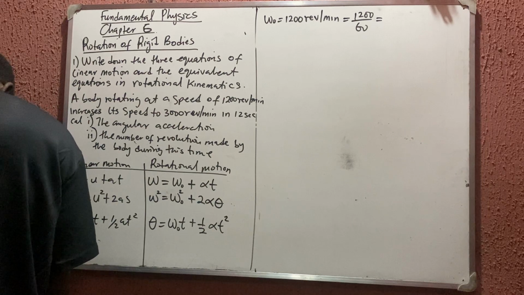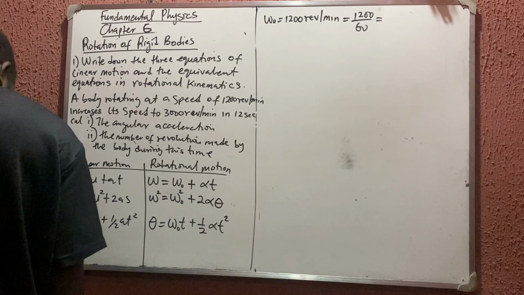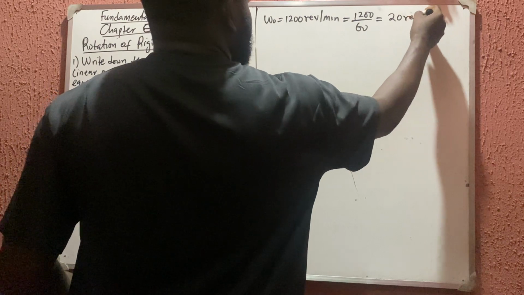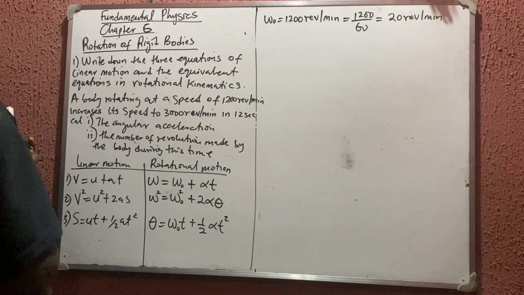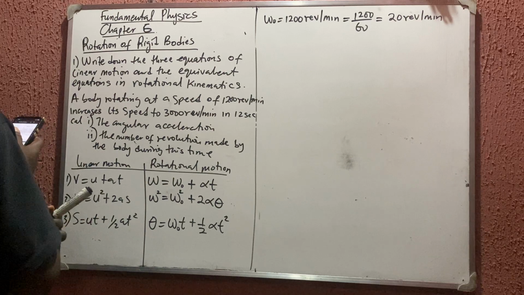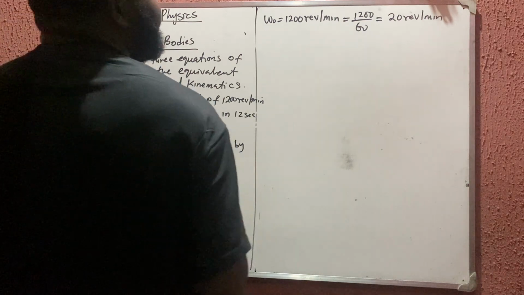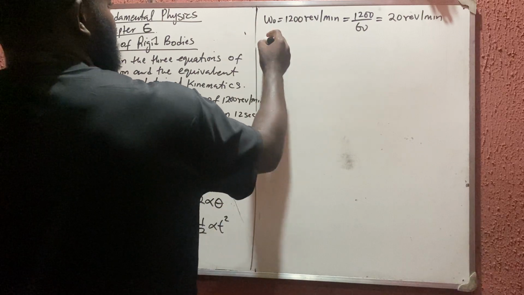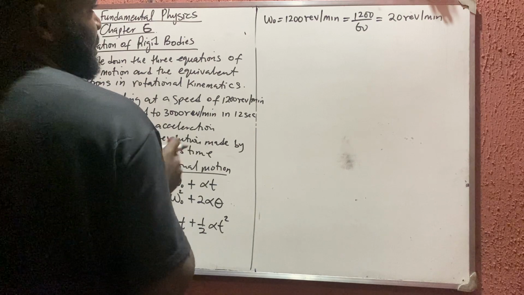1200 divided by 60, so I have 20 revolutions per second. Or we can decide to change it to rad per second, because the SI unit is rad per second.